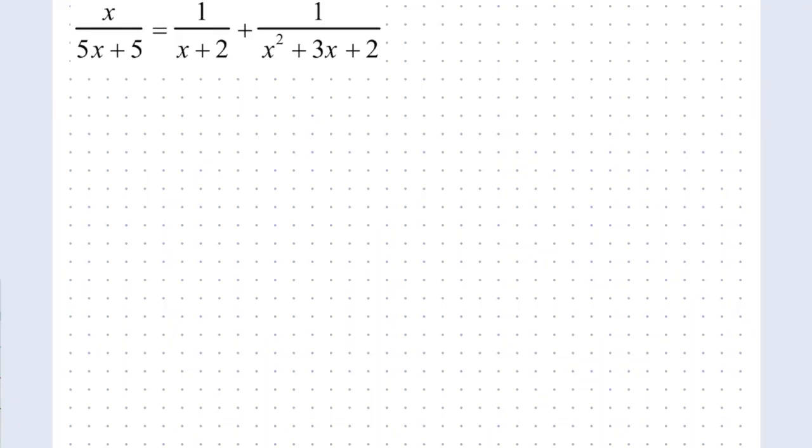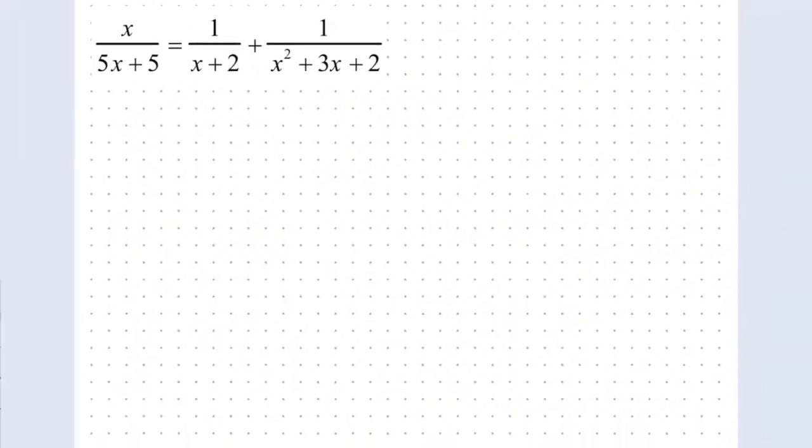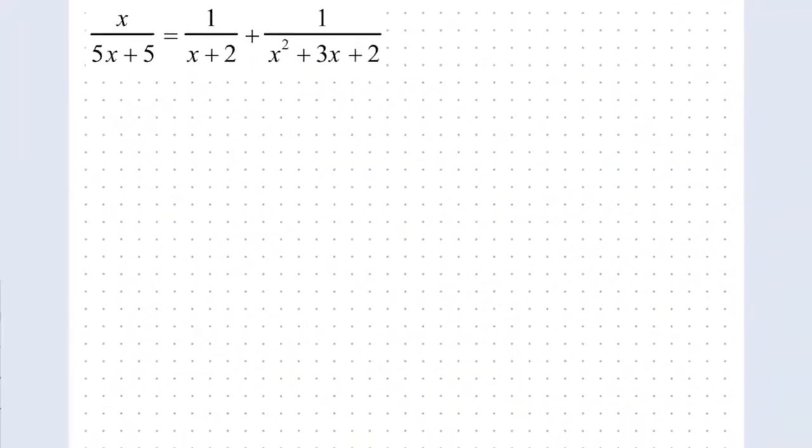But for this one, we have a little bit more work to do from the get-go, right? We need to, right away, factor our denominators. Only one of these denominators is factored, right? Because x over 5x plus 5 can be factored to 5 times x plus 1. X plus 2 is already in factored form. And then x squared plus 3x plus 2, well, that can be factored to x plus 2, x plus 1.